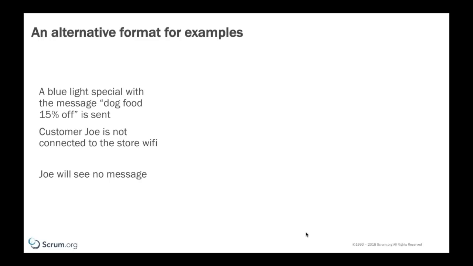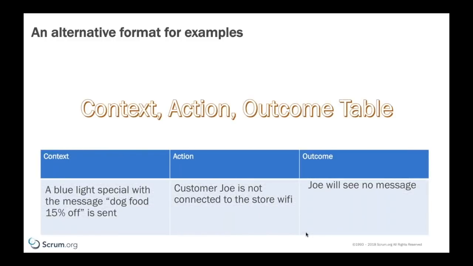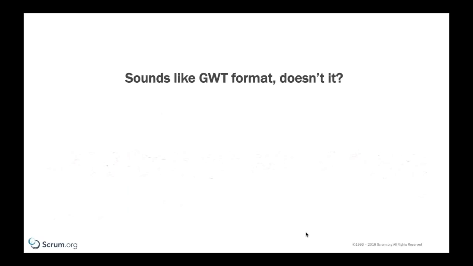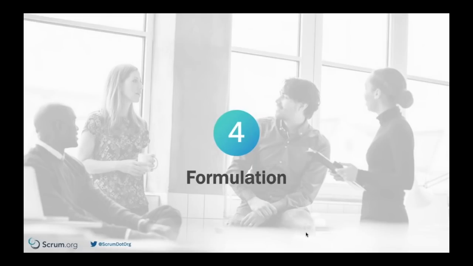There's another form that you can use for these examples. Say we have an example, we come up with a concrete example like what's on the left. We can use what's called a context action outcome table. So we could start it, write it like this. Only do that for some of your examples because what it comes into is a given when then format. That's when we start to do what's called formulation. Writing these examples in a more concrete way using a particular type of language.